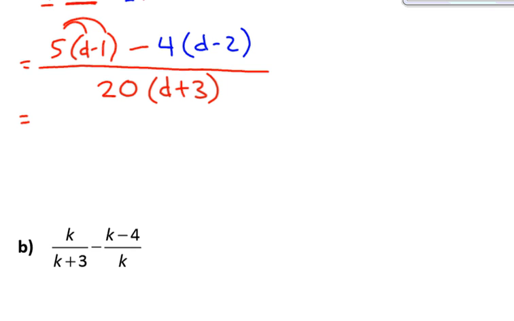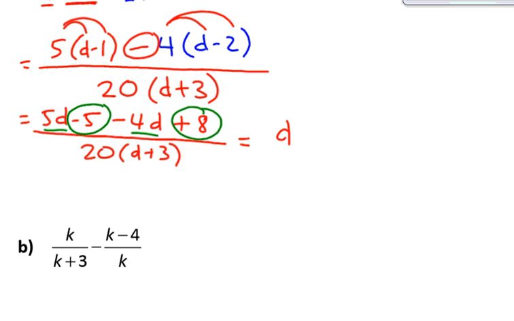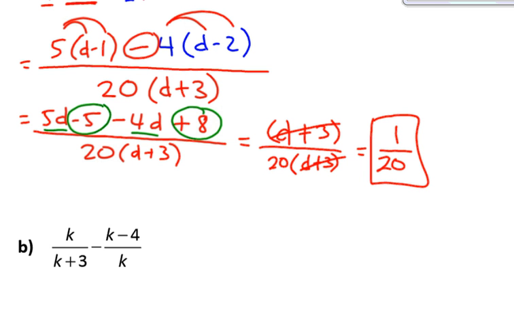So distribute the numerator, we get 5d minus 5, then a negative 4d, so that would become a plus 8. And then combine like terms. So 5d minus 4d is 1d. And then negative 5 plus 8 is positive 3. And now you can see that I have a d plus 3 in the numerator and a d plus 3 in the denominator. So those will cancel. There's nothing left in the top, so that's just going to be 1 over 20. Okay? All right, next example.